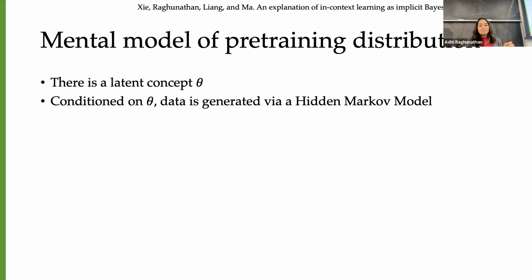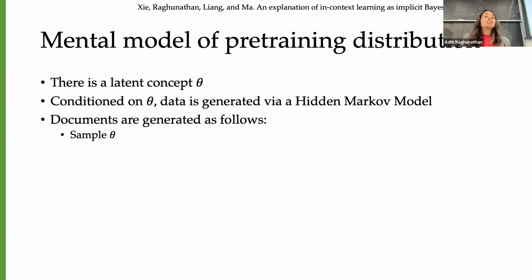So once you know the concept, we say HMM because it's easy, but you can imagine that once you condition on the concept, there is some simple way of generating the data. So the idea is that there is some latent concept. Yeah, so the documents are generated below. So you sample some concept. For example, you might be talking about celebrities, or a particular lecture or something. So there is some concept.